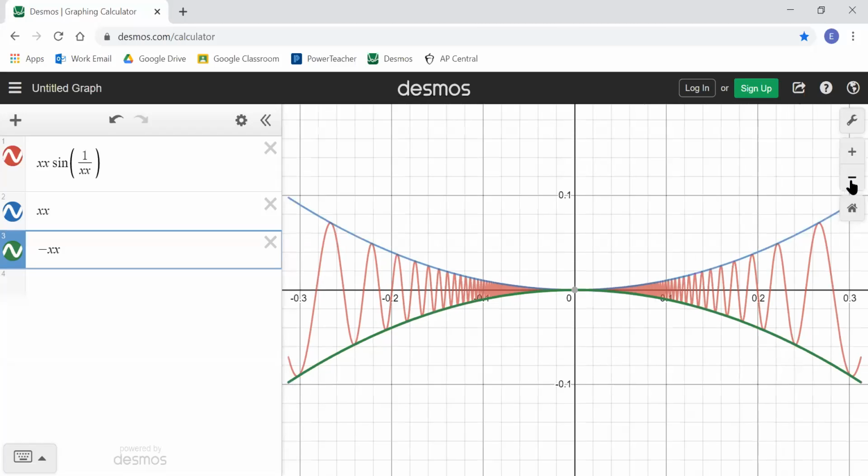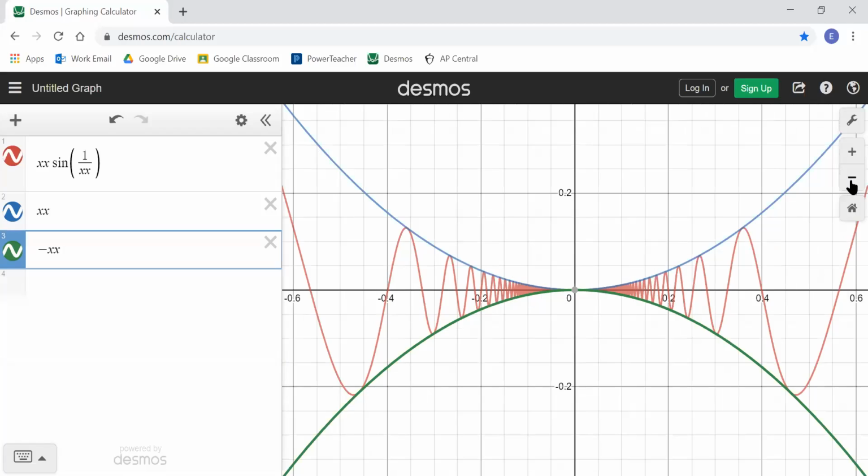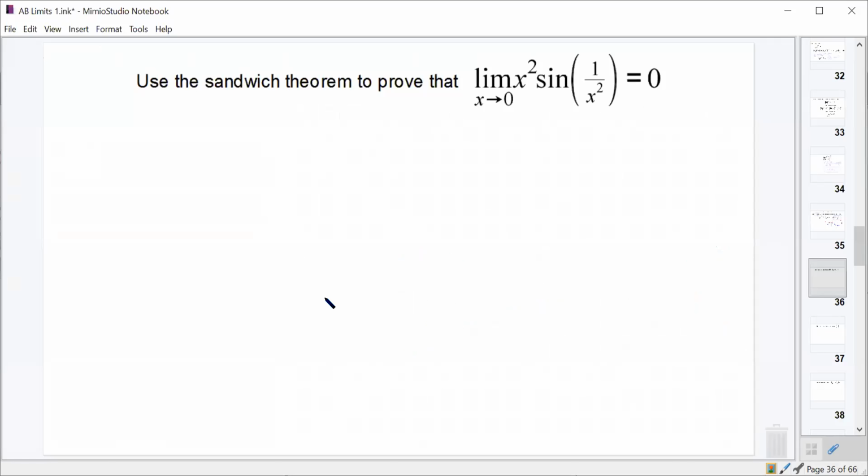It certainly looks like those are good functions for this. But we can't be guaranteed of that unless we do some algebraic work to prove that that's true. And I'm going to tell you, you're right. Those are the right functions. But let's prove that they work.